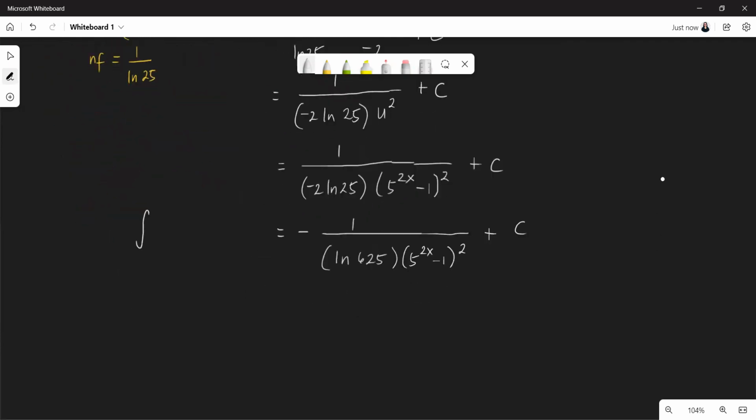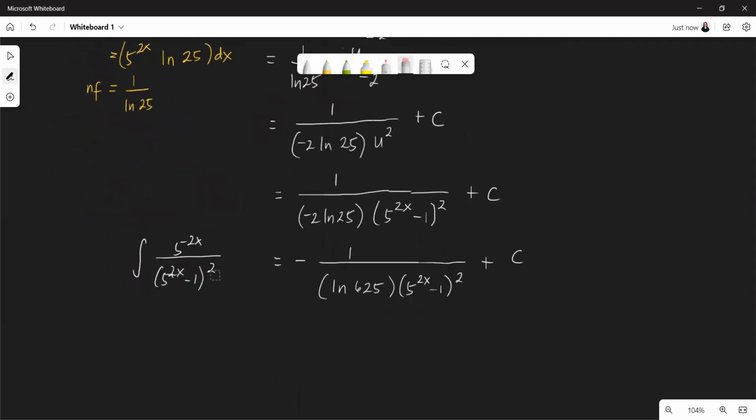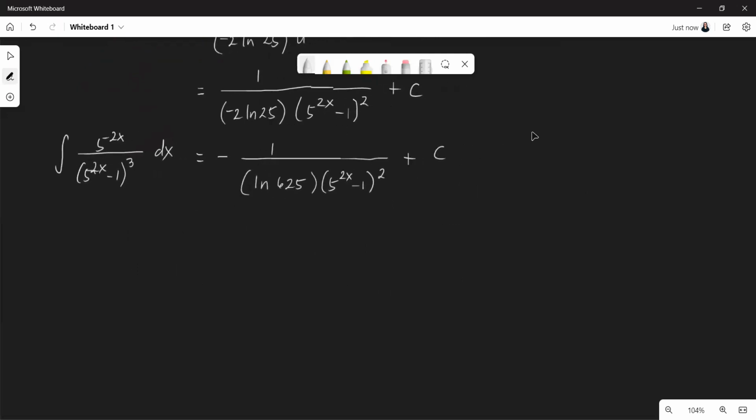So 5 raised to the power of 2x over the square of 5 raised to the power of 2x minus 1. Is that correct? The square, or the cube rather, not the square. So the cube of 5 raised to the power of 2x minus 1, times dx. All right, so that's it for integration of exponential functions. The next topic would be integration of trigonometric functions. All right, see you.